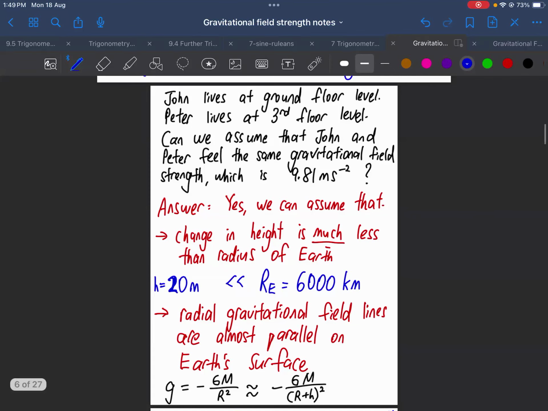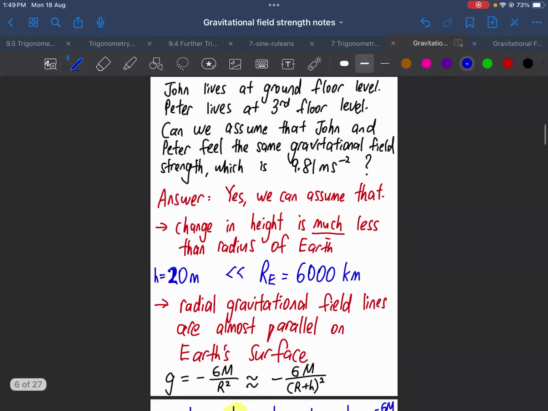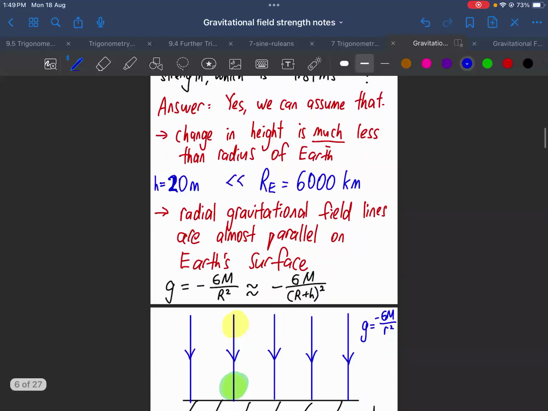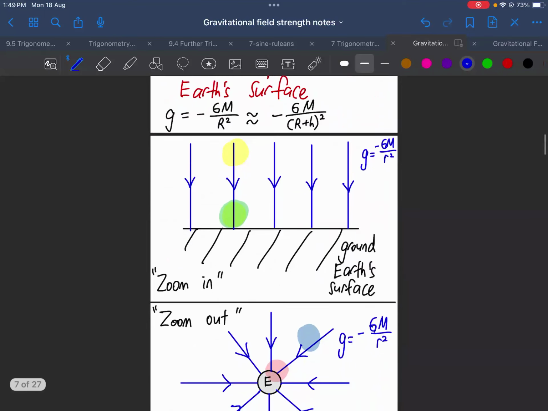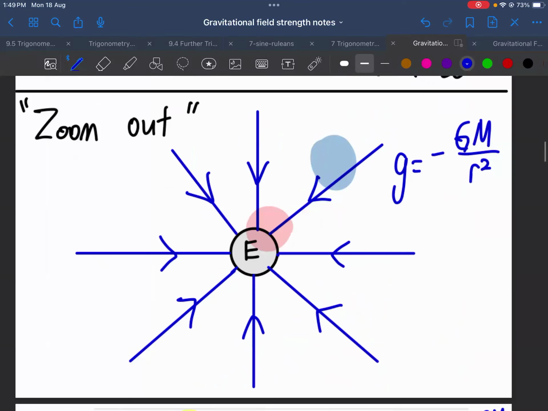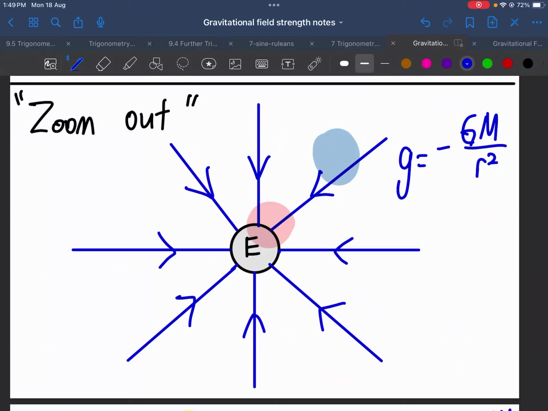And let's look at this. Radial gravitational field lines are almost parallel on the Earth's surface. What do they mean? It's like this. Did you know that gravitational field strength looks like this? Yes or no? If I ask you to plot gravitational field lines, it looks like this.